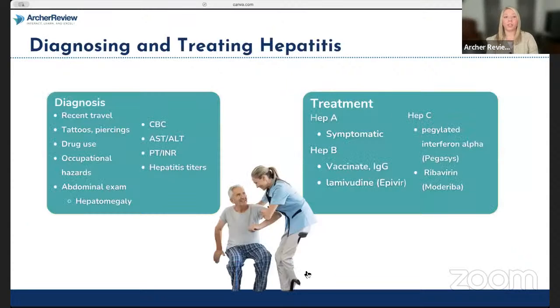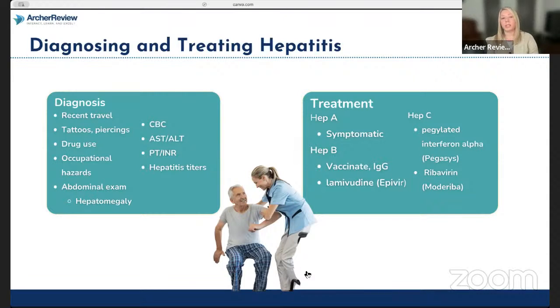So how do we diagnose and treat? Well, we're going to ask the patient, tell me about your recent travel. Do you have any new tattoos or piercings? Any drug use? Occupational hazards? And then we'll do an abdominal exam and check for hepatomegaly.